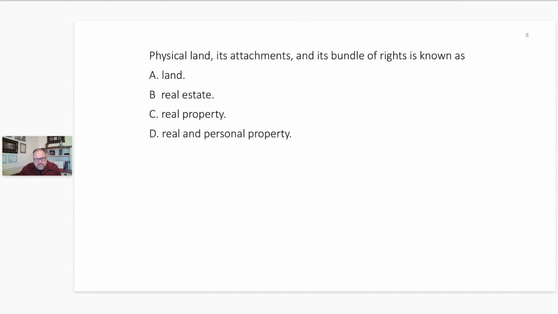All right, let's answer this question. Physical land, its attachments, and its bundle of rights is known as what?